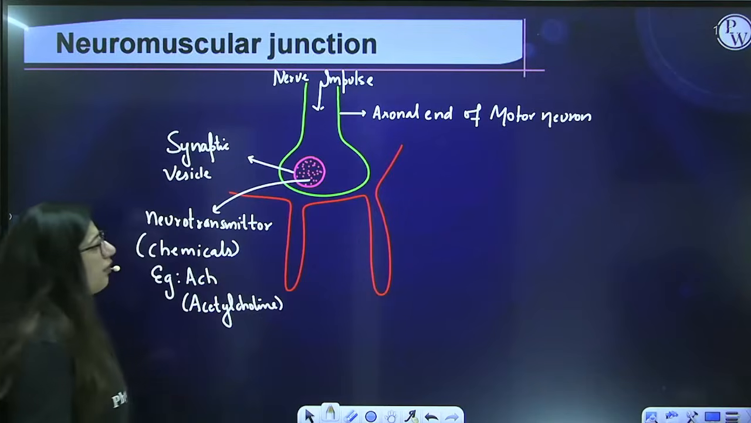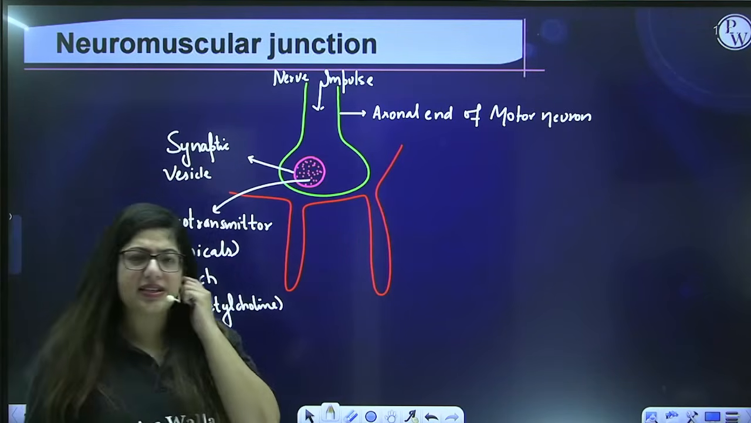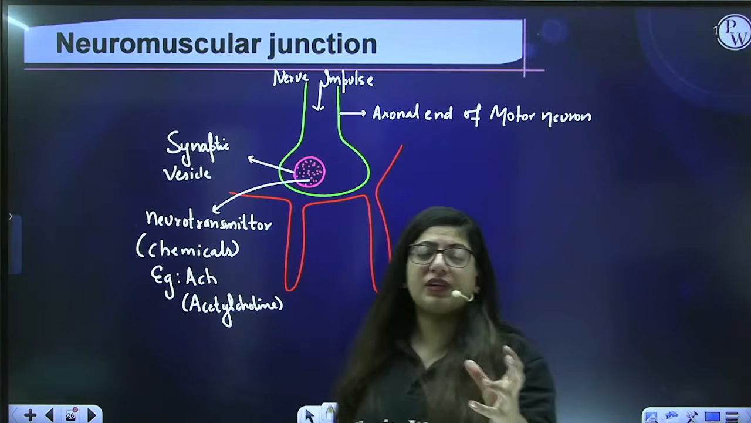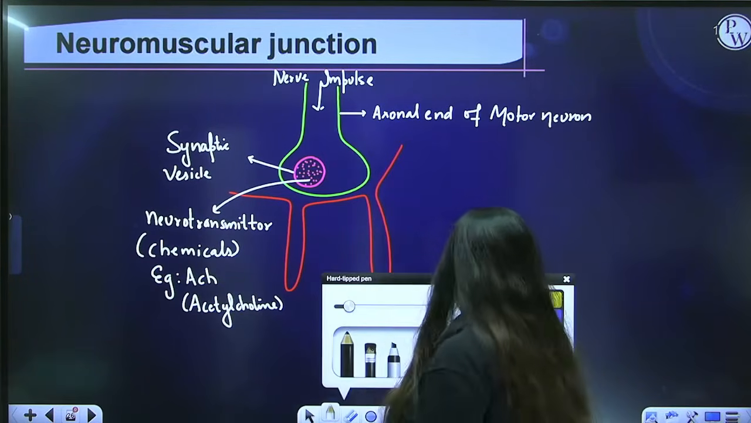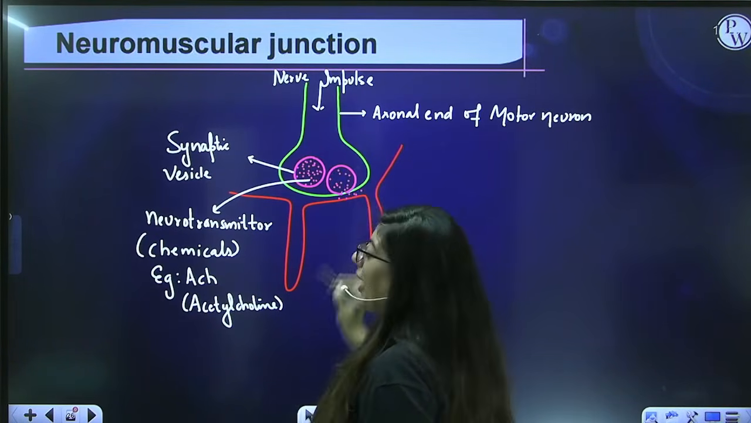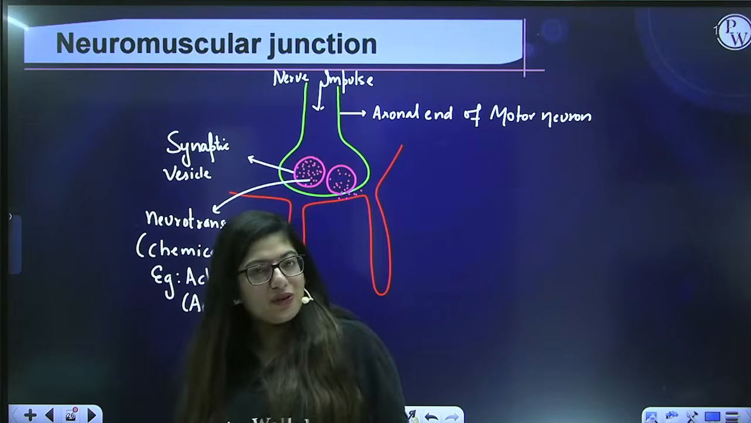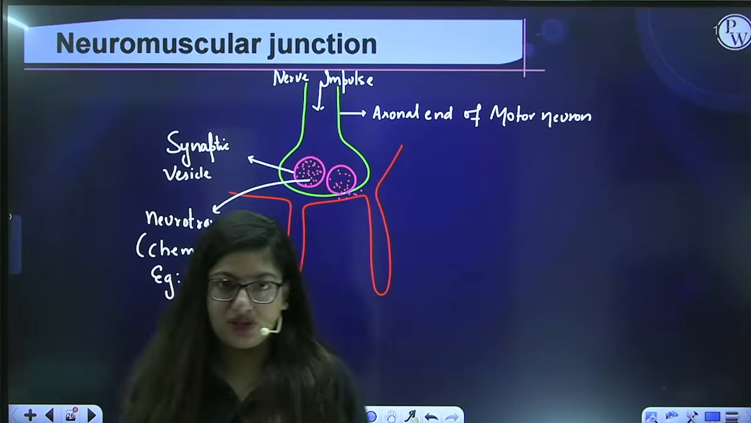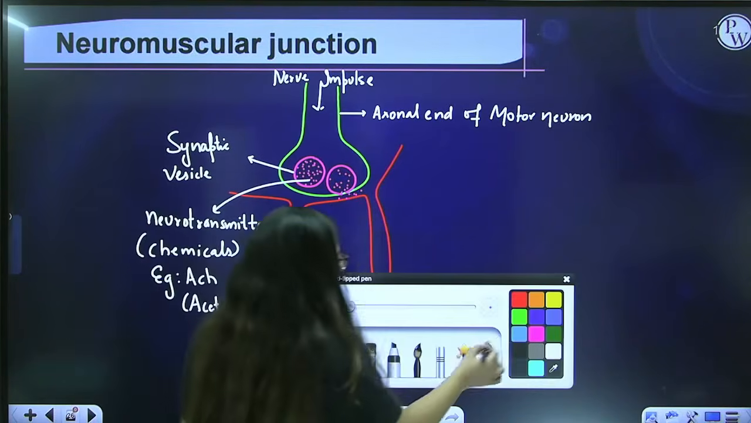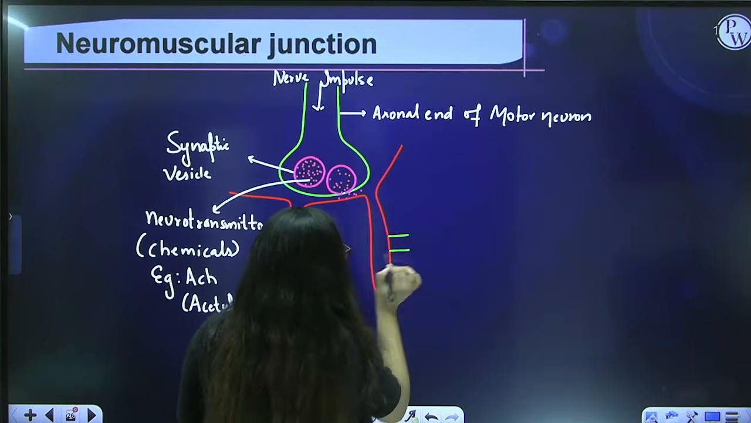Now what happens here: when the nerve impulse arises in the neuron, these synaptic vesicles will fuse with the membrane of the axon and release their neurotransmitter. The process by which they release the neurotransmitter is known as exocytosis. Once they release the neurotransmitter, it is going to bind with these channels on the muscles.